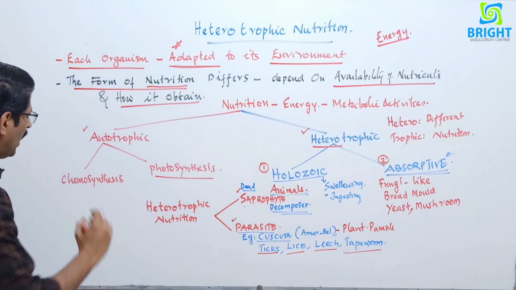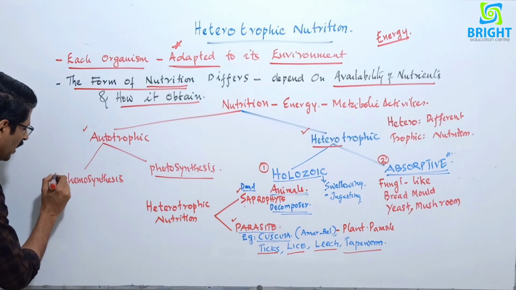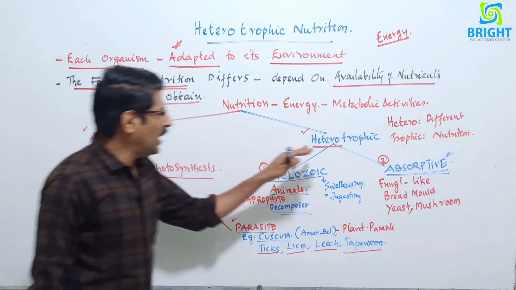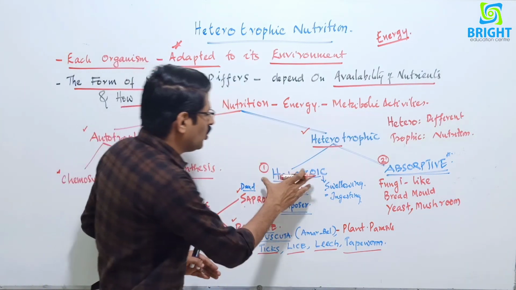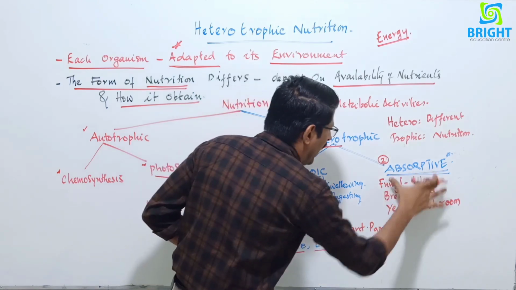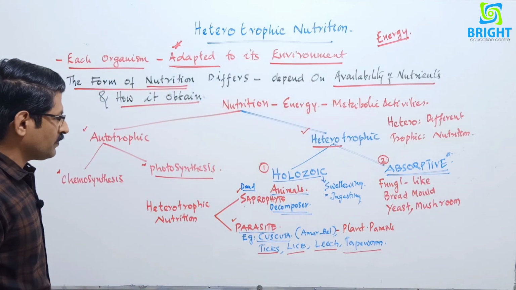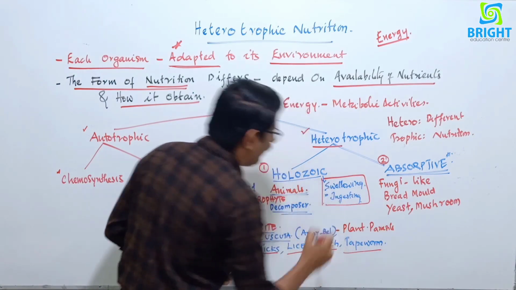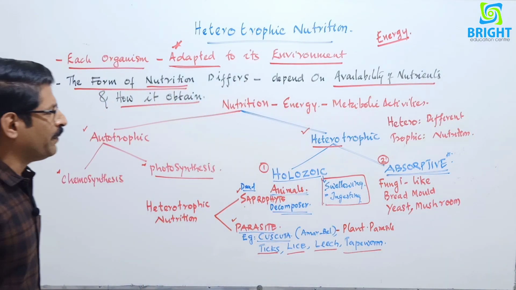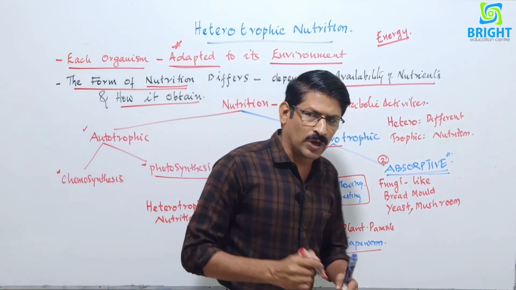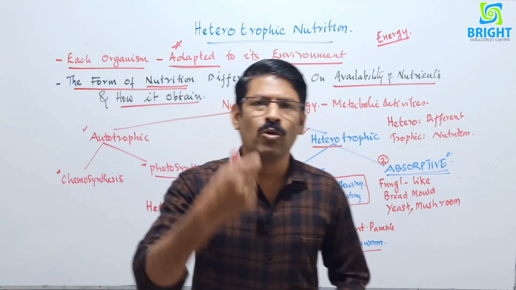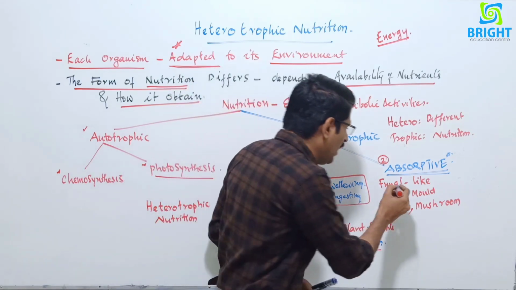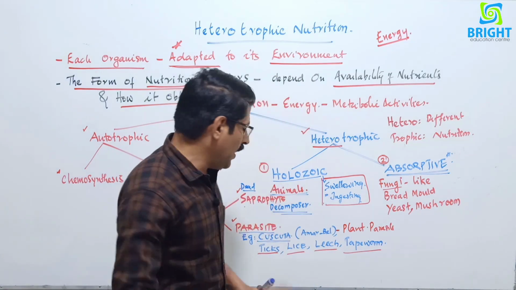In the last part of the class we have discussed chemosynthesis and also photosynthesis in detail. And the heterotrophic mode of nutrition can be divided into two types: holozoic mode of nutrition and absorptive mode of nutrition. In holozoic mode of nutrition, the organism swallows or ingests the food material, and in the absorptive mode of nutrition, the digestion takes place outside the body and the nutrients are subsequently absorbed by the organism. All the fungi, the decomposers, are absorptive organisms.